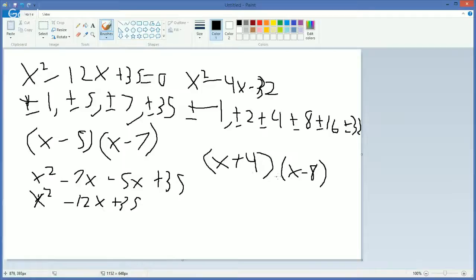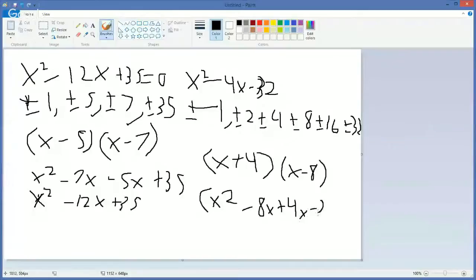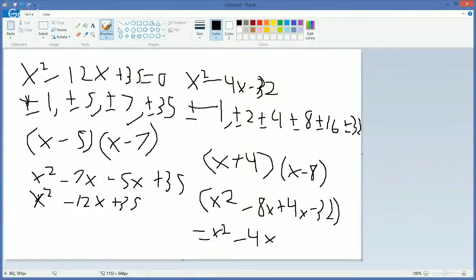And let's just double check our work. That's going to be x squared minus 8x plus 4x minus 32 equals x squared minus 4x minus 32. There. Does that make any sense thus far?